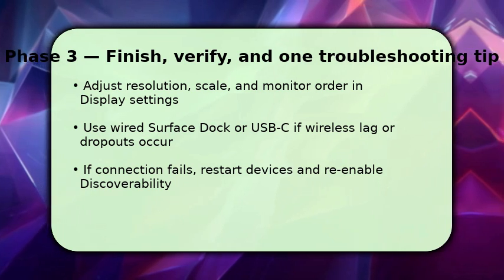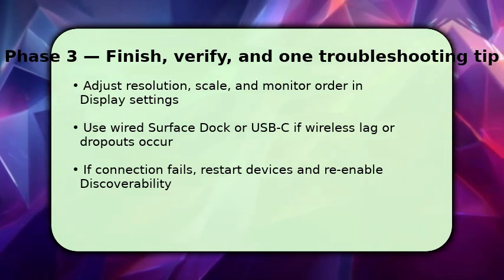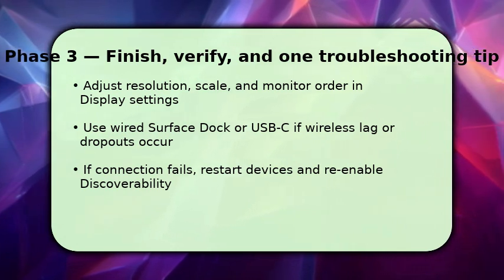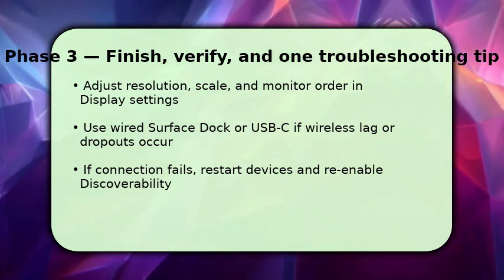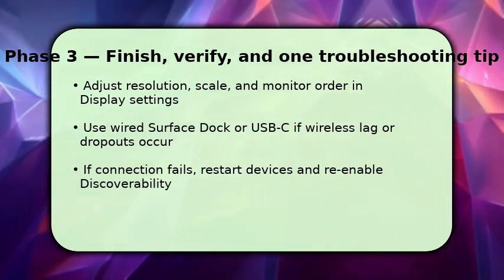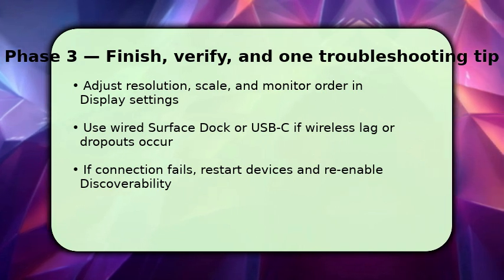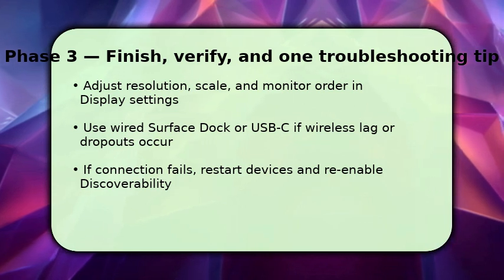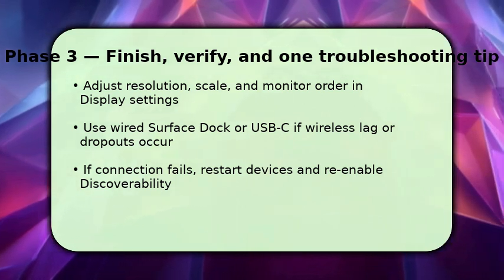If wireless lag or intermittent drops happen, switch to a wired option. Use Surface Dock, USB-C display, or a direct HDMI adapter, because wired video is more stable and lower latency. If it still won't connect, restart both devices, re-enable the Connect feature, and confirm both are on the same network.